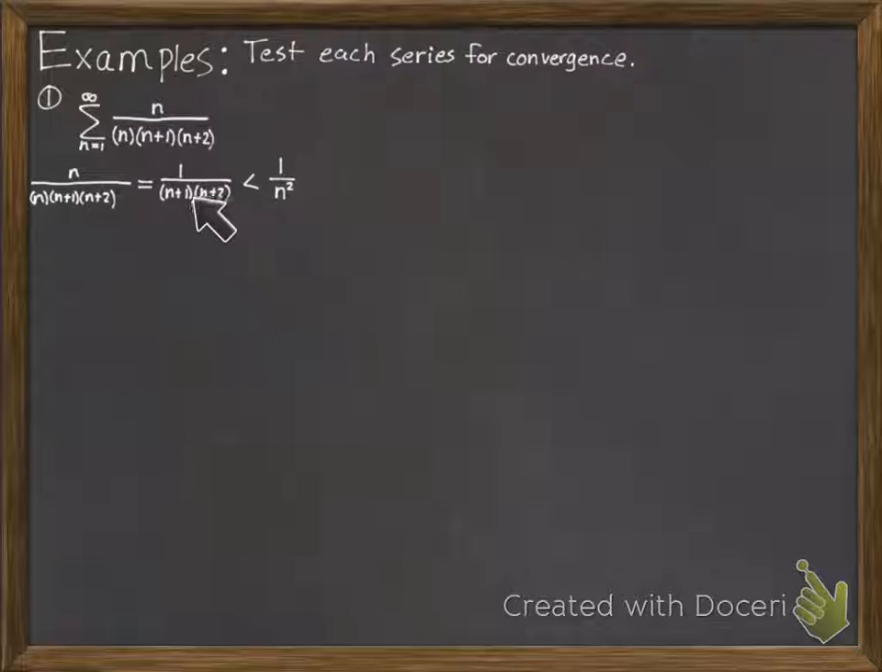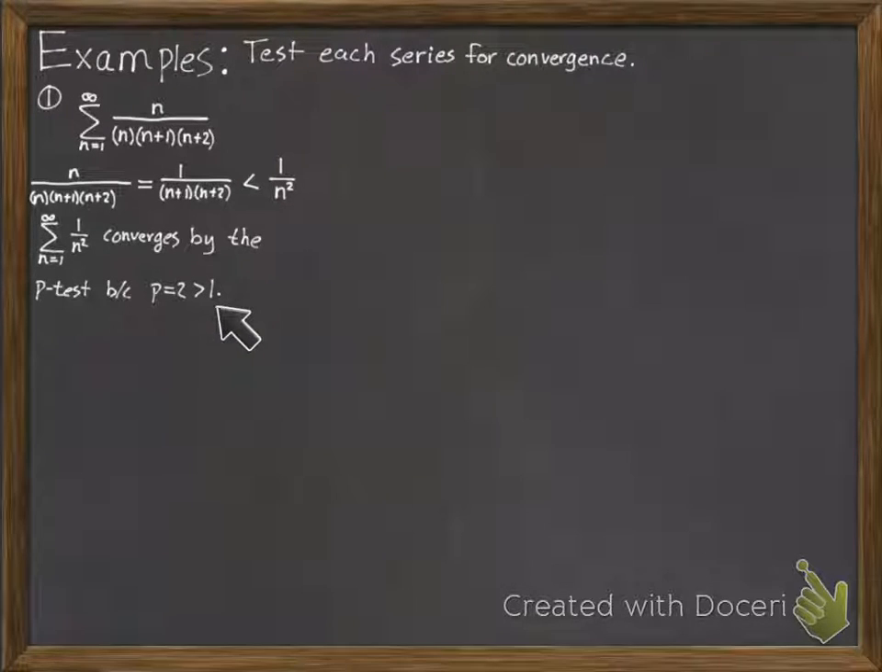Okay, so look at n behavior, and you want to find a p-series that you know either converges or diverges. In this case, that series 1 over n squared converges by the p-test because p is equal to 2, and 2 is greater than 1. Okay, that's the condition for convergence for p-series. My power must be greater than 1. Okay, 2 is greater than 1. So this p-series here converges.